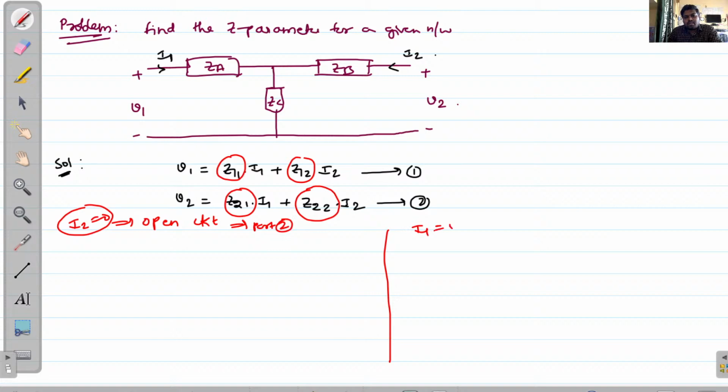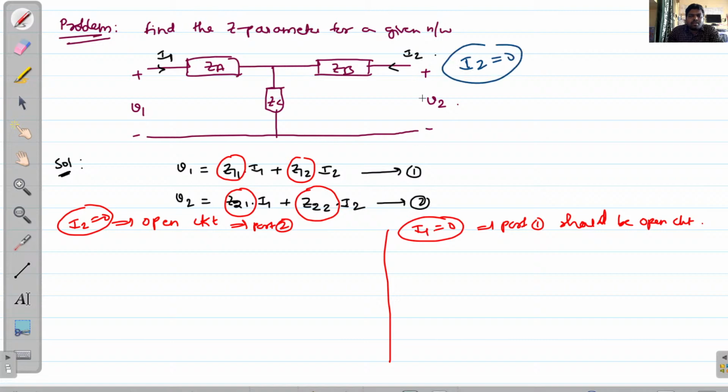So in the next case, I1 equals 0. That means port 1 should be open circuit. Clear? Okay. Now, for example, if I make I2 equal to 0, that means this is completely open circuit. If it is open circuit only, I2 will become 0. Otherwise, we cannot make it 0, right? So by considering port 2 as open circuit, we will make I2 equals to 0.